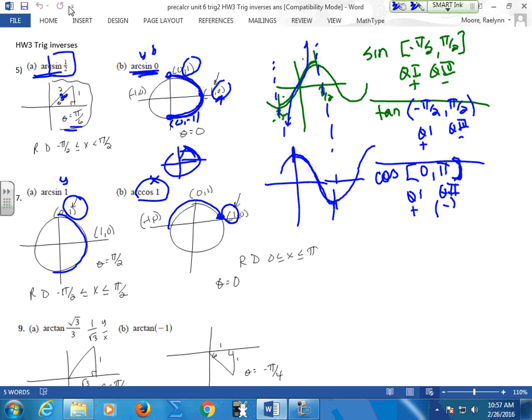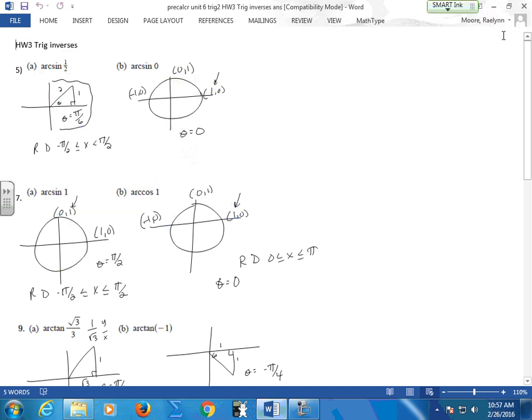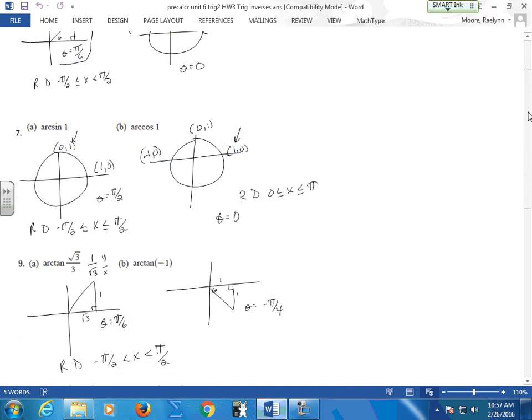Questions on these? Some of you are telling me you're not understanding. How do these look? Kind of getting this? Okay. I want you to be able to get this.